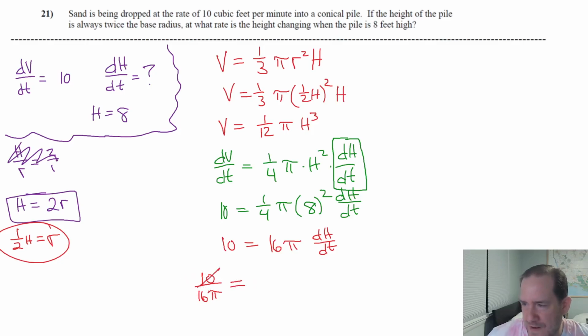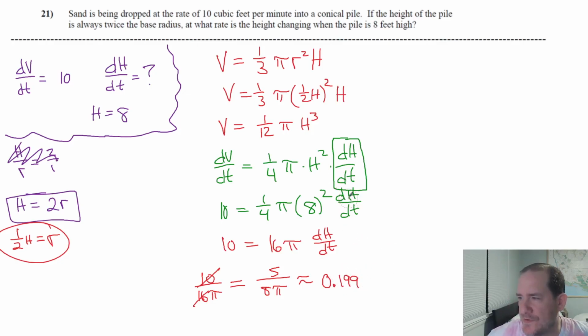Make sure you reduce that. They're both even, obviously, so you get 5 over 8 pi, which I then want you to put in your calculator. And 5 divided by 8 pi. I forgot the parentheses. 0.199.